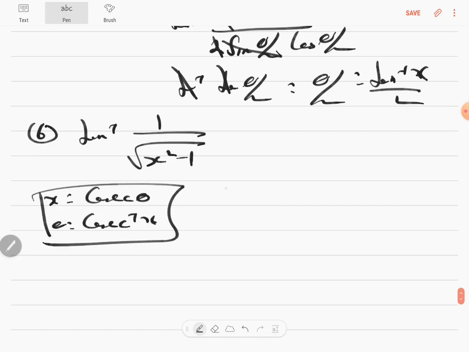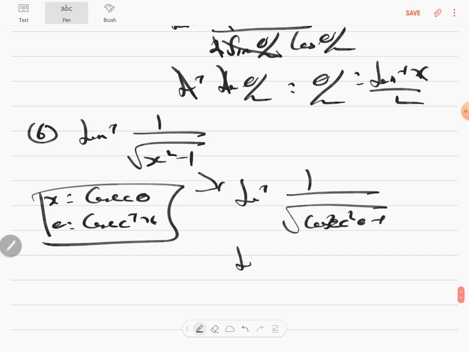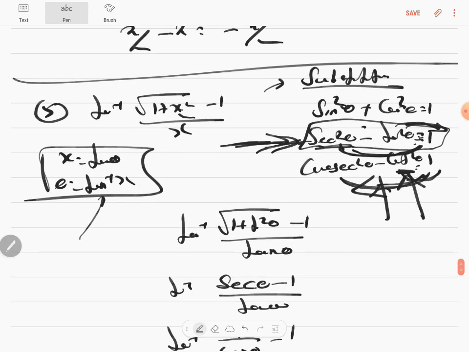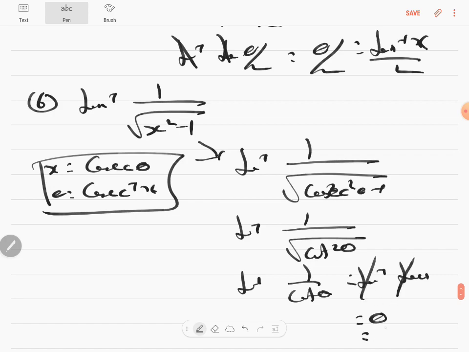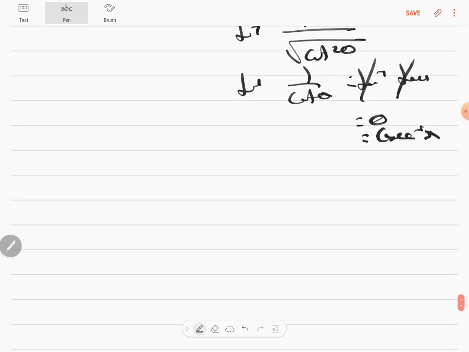Keep that in mind. Tan inverse of 1 by root of cosecant square theta minus 1, and cosecant square theta minus 1 is cot square theta. Can you see? So it will become cot theta. Cot square theta under the root becomes cot theta, so tan inverse of 1 by cot theta is tan inverse of tan theta, which is just theta, which is nothing but cosecant inverse of x. So that's substitution. There are certain sums which don't involve substitution, such as the next sum that I'm going to do.